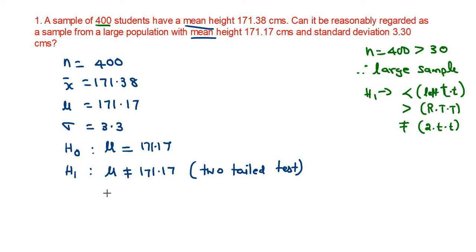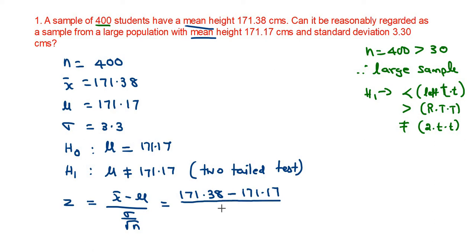Next, we are going to write the test statistic. The test statistic Z is equal to, here we have x bar, mu, sigma and n. So the formula is x bar minus mu divided by sigma by root n, which is equal to x bar 171.38 minus 171.17, which is mu, divided by sigma 3.30 by root n, root 400.